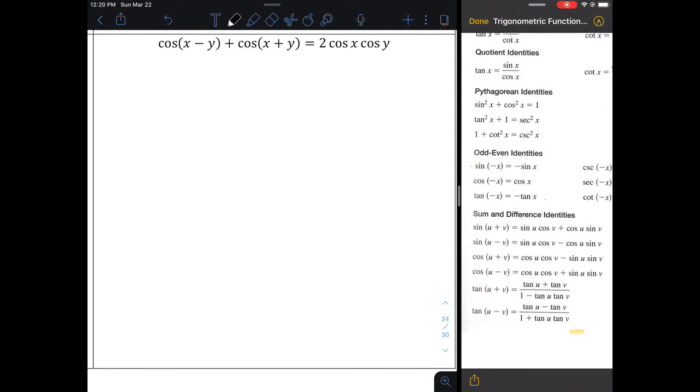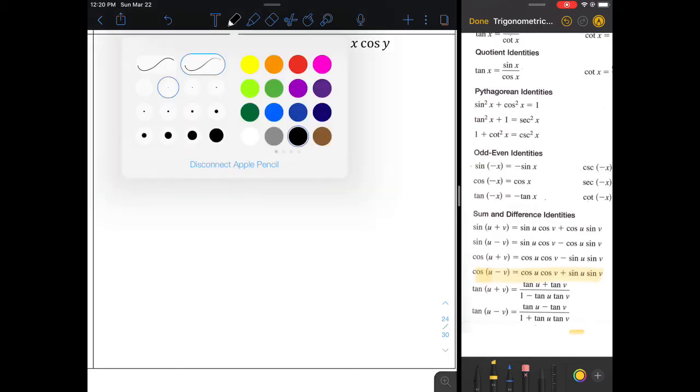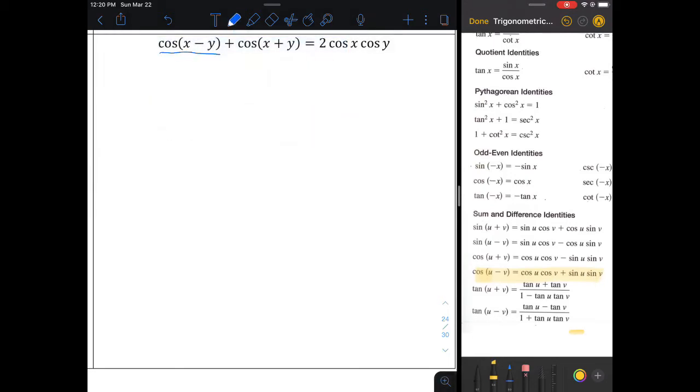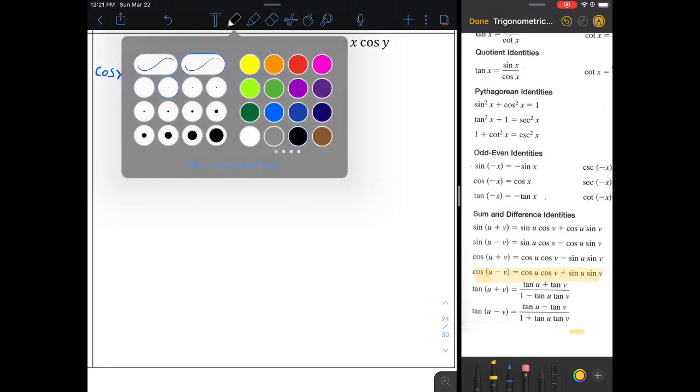Okay, so I need to break apart the cosine of x minus y and the cosine of x plus y. At first I'm going to use this identity here to break up the cosine of a difference. So cosine of x minus y is going to be cosine x, cosine y, plus sine x times sine y. All right, so that was my first identity.